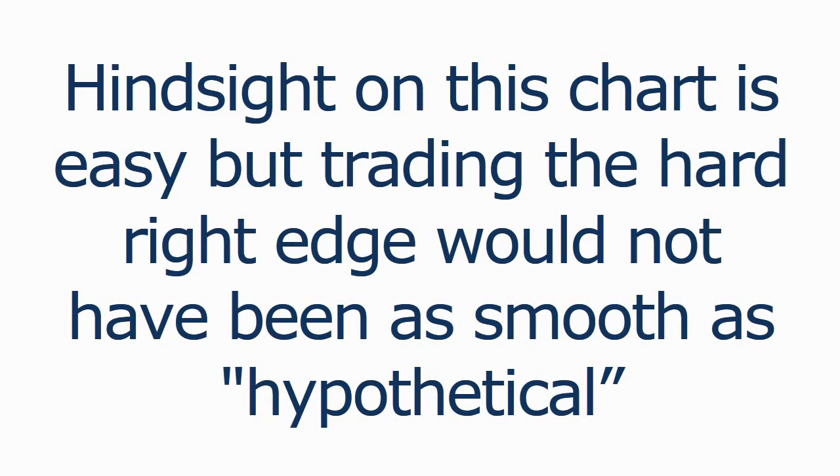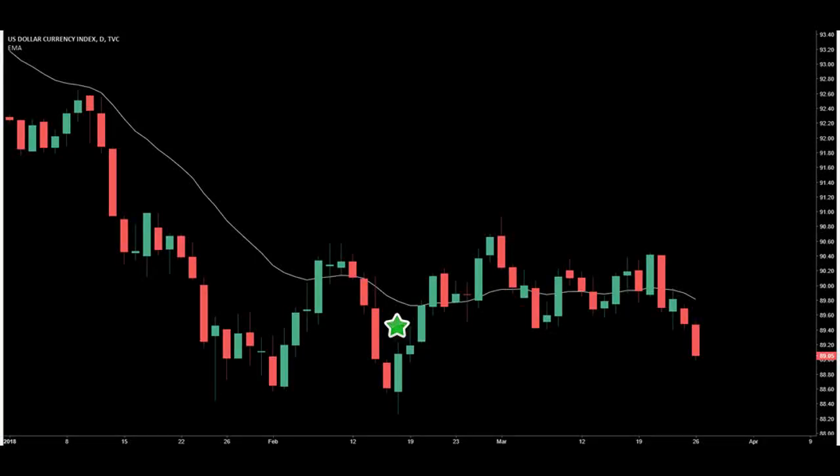Now, hindsight on this chart is really easy, but trading the hard right edge would not have been smooth like you would have traded hypothetically. And I don't use much in the way of trading indicators, but using an intermediate term moving average, it can give you an indication of trading conditions. This is just a 20-period EMA, and the green star indicates when the Euro US dollar put in a double top, not long after the US dollar index on this chart put in a double bottom.